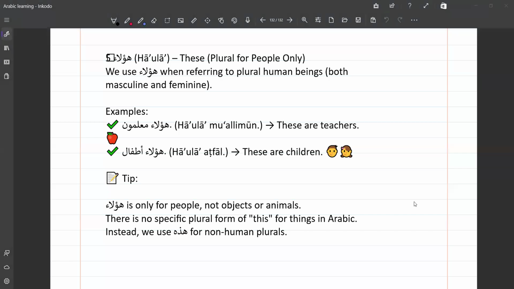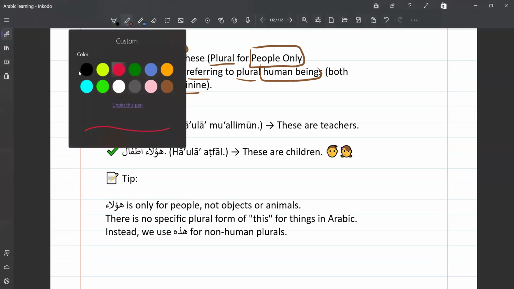Okay, so there's one more word called haulai. Haulai again means these, and it is used for plural, but for people only, including masculine or feminine people both. So we use haulai when referring to plural human beings, both masculine or feminine. So if you want to use the word these for plural human beings, you will use the word haulai.